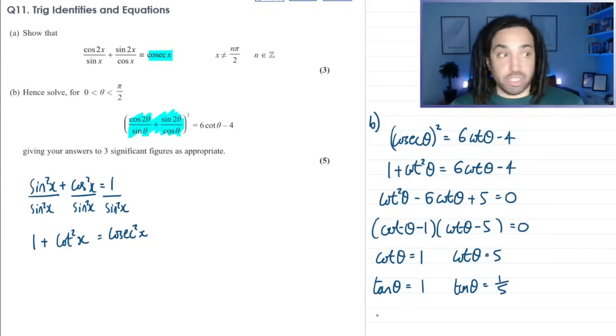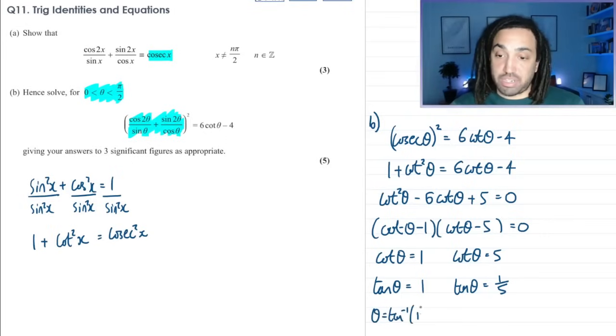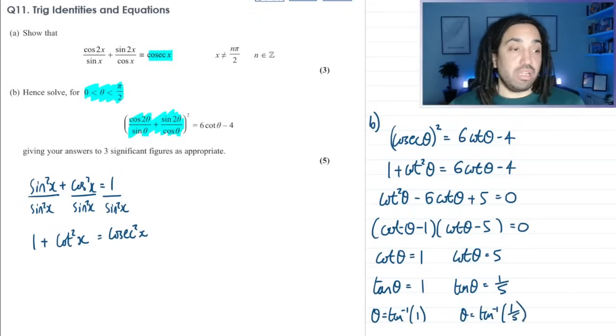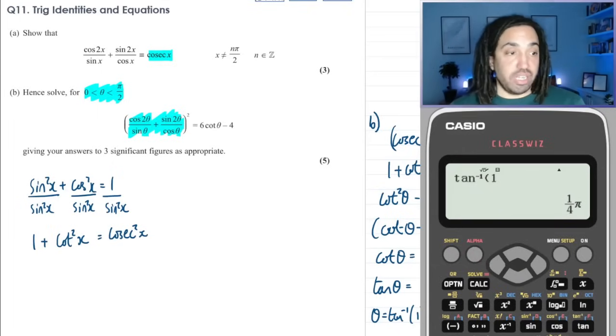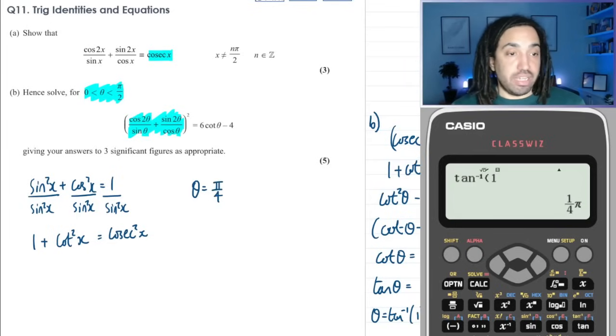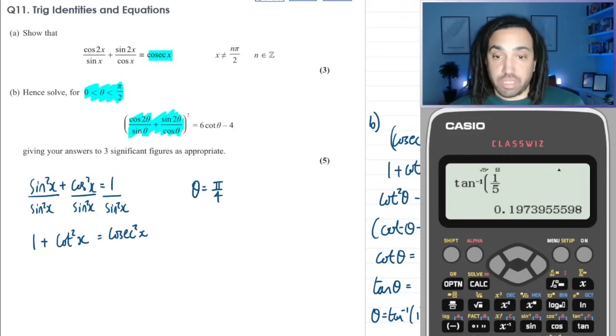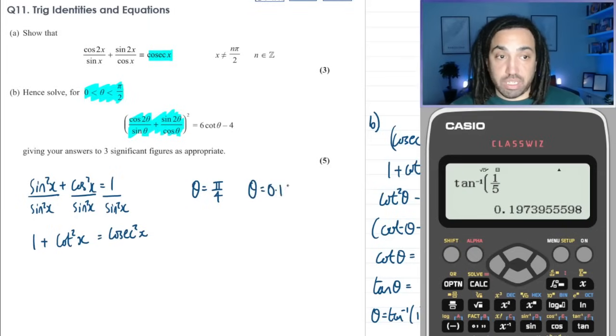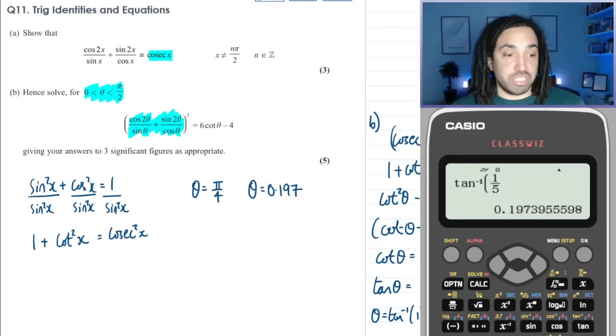Okay, smashing. So we just need to double check. Are we in radians or are we in degrees? We're in radians. So we need to do theta is equal to the inverse tan of 1, and theta is equal to the inverse tan of 1/5. So we'll do that on our calculator. Okay, so doing that for the first one gives us theta is equal to pi over 4. And then going over to this one of 1/5, we will get theta is equal to 0.197. That's the three significant figures.